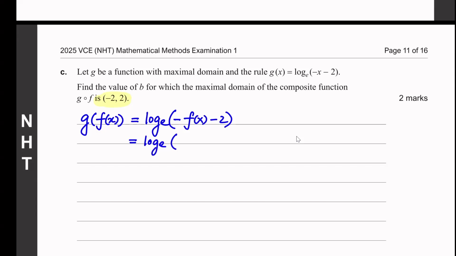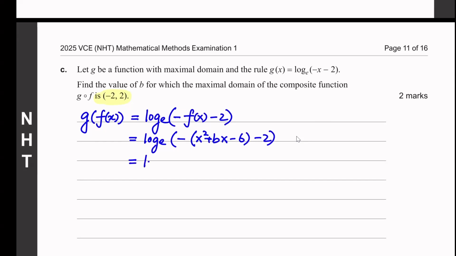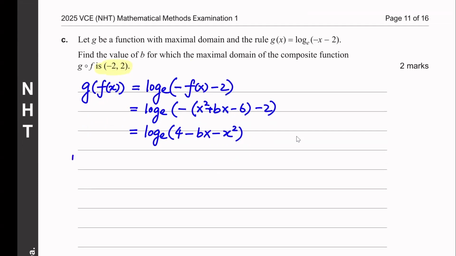So it's log e of minus x squared plus bx, take 6, take 2. So you will get a log e of plus 6 minus 2, that's a 4, take away bx, take away x squared. Okay, so if this is defined, we need 4 minus bx minus x squared greater than 0, something like that.